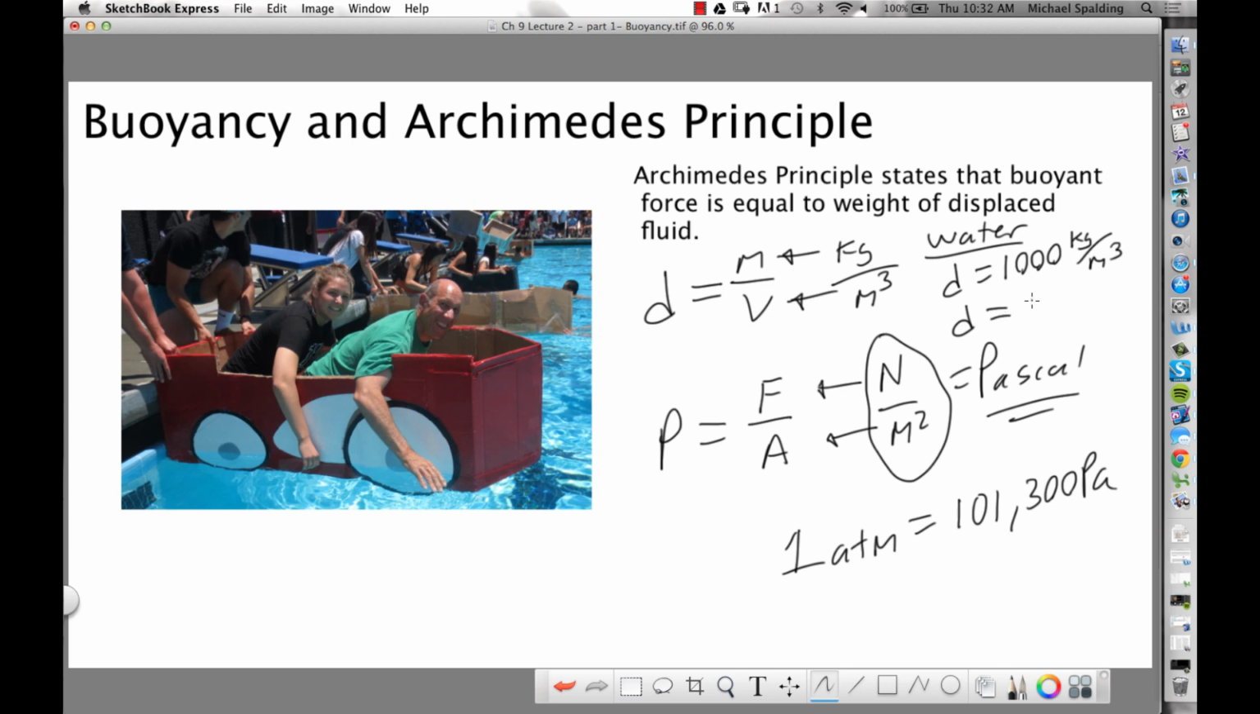I was looking at the homework set just an hour ago, and I noticed that there were some homework problems that put the density of water in chemistry units. What's the chemistry unit? 1 gram per cubic centimeter. But these are identical. 1 gram per cubic centimeter is identical to 1,000 kilograms per cubic meter. Okay? So that's just background stuff you should know before doing fluid problems.